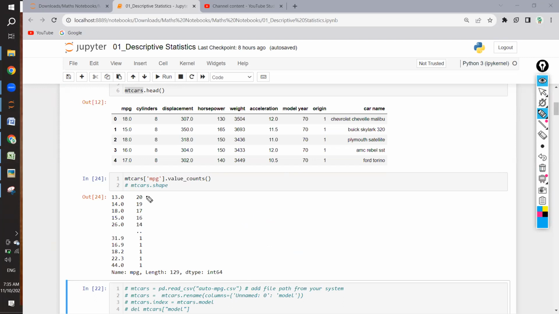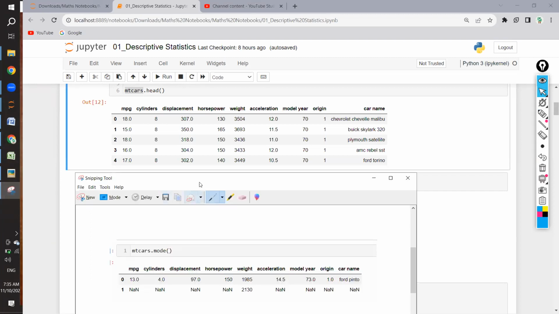So 13, as you can see, is the maximum, repeating 20 times, and every other number is less than 20. So that's why the mode of the mpg column, which might be mileage or something, is 13.